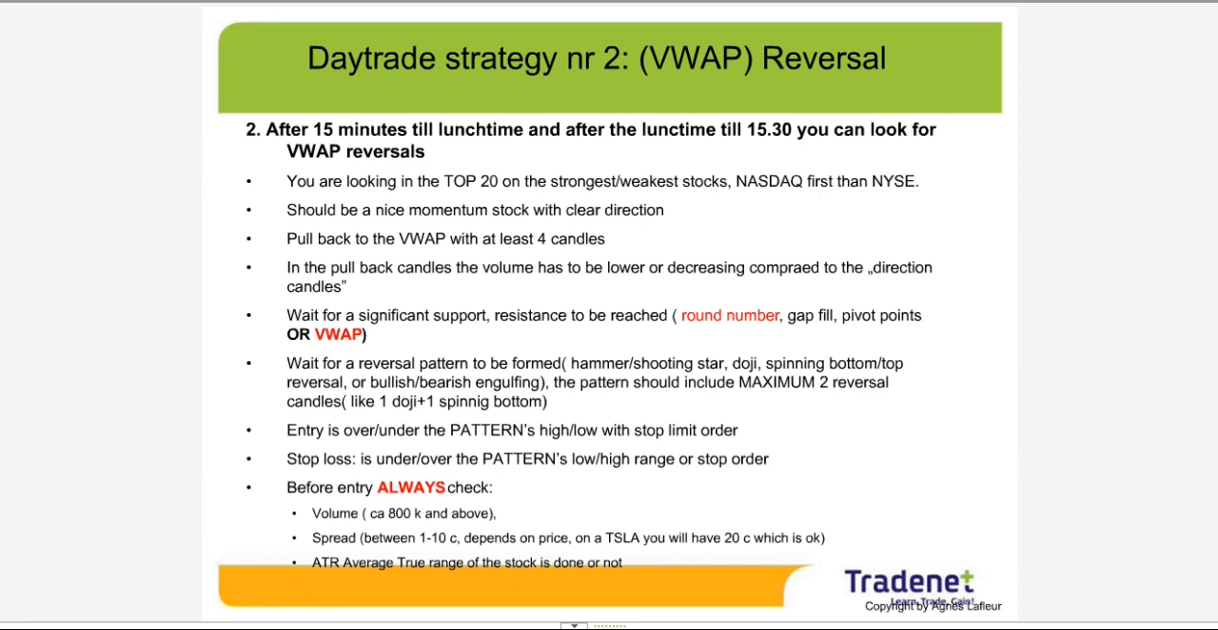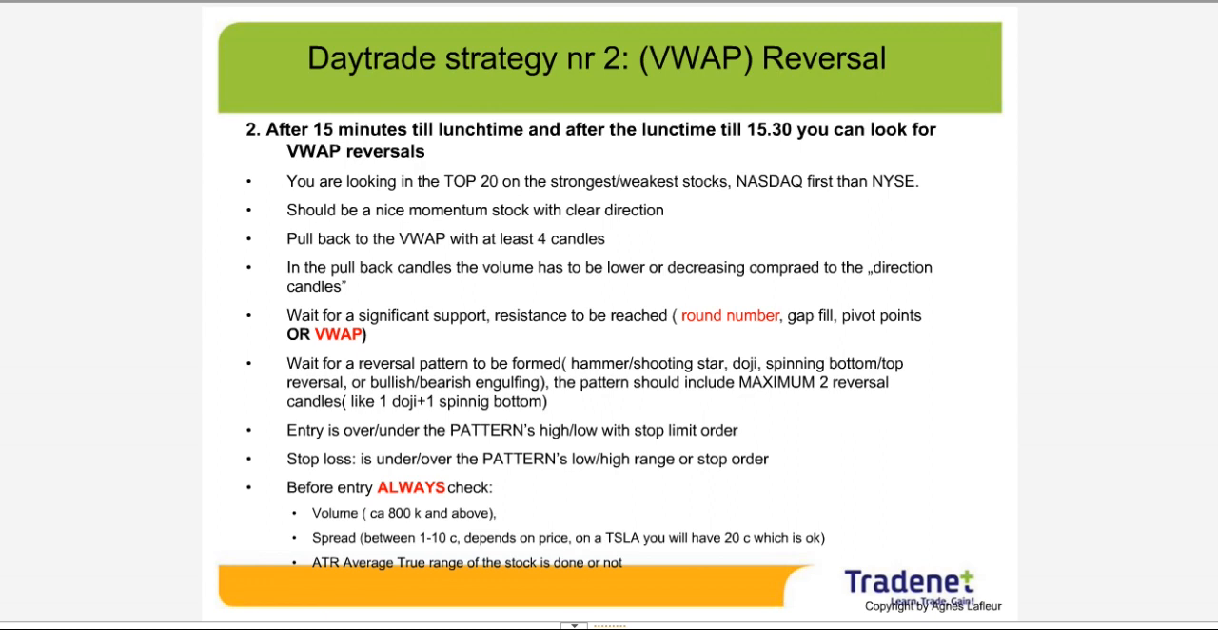Usually, as I see here as well, I'm going with the stocks in the top 20 or the strong and weak stocks in the Nasdaq and the NYSE. First of all, I would like to see a nice momentum stock. What does it mean? If we take a look at Oxy, not today, but yesterday, we had a double VWAP reversal on that stock. And if you take a look at Oxy daily, it had a nice uptrend even. So this showed me that this was going to be a good trade.